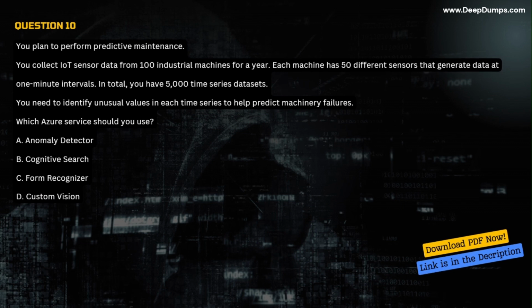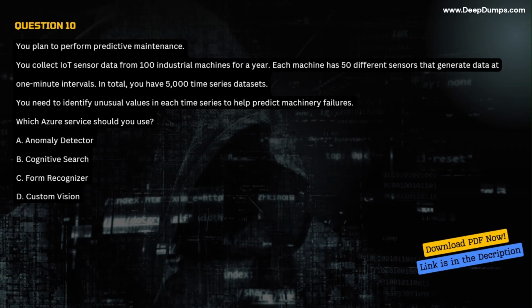Question 10. You plan to perform predictive maintenance. You collect IoT sensor data from 100 industrial machines for a year. Each machine has 50 different sensors that generate data at 1-minute intervals. In total, you have 5,000 time series datasets. You need to identify unusual values in each time series to help predict machinery failures. Which Azure service should you use?